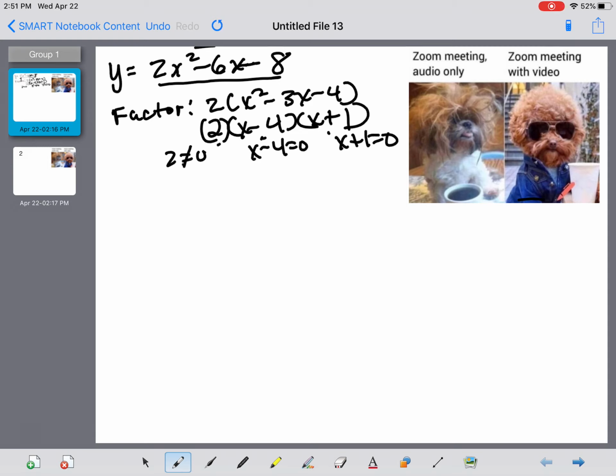This doesn't make any sense. 2 cannot equal 0, so that just goes away. One of my x-intercepts is 4, and the other x-intercept is -1. So the first thing you're going to do is factor.